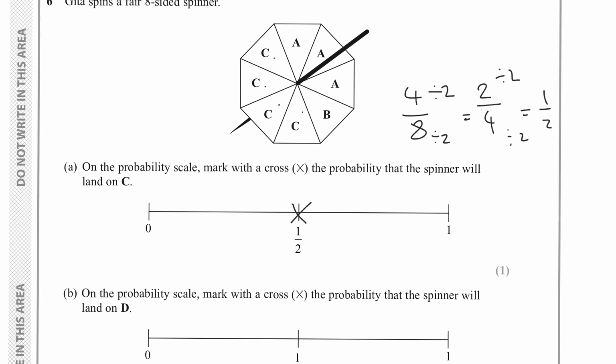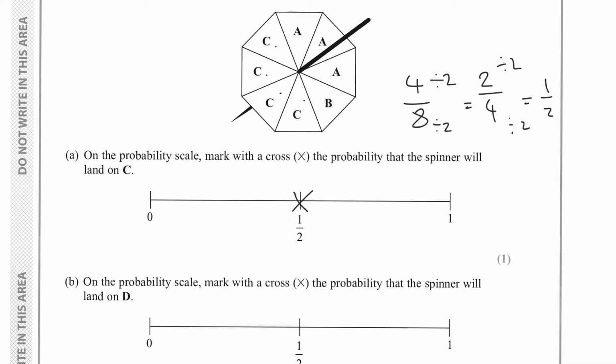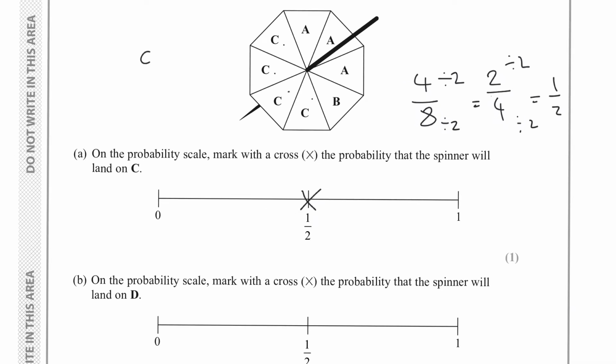And then it now says that on the probability scale, mark with a cross the probability that the spinner will land on D. So there is no D on this spinner, so it's going to be a 0 out of 8 probability, so it's just going to be 0.